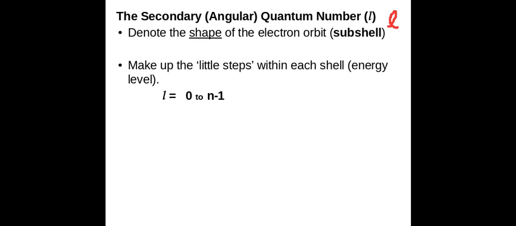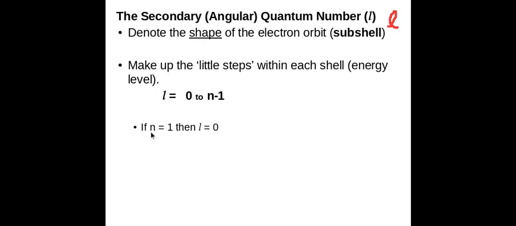So the values for the second quantum number are going to be based on whatever n is. It can go up to what n is minus 1, and it's going to start at 0. So however many little steps there are on each energy level is based on what you can get as possibilities between 0 up to whatever the n value is minus 1. Let's see what that would look like.